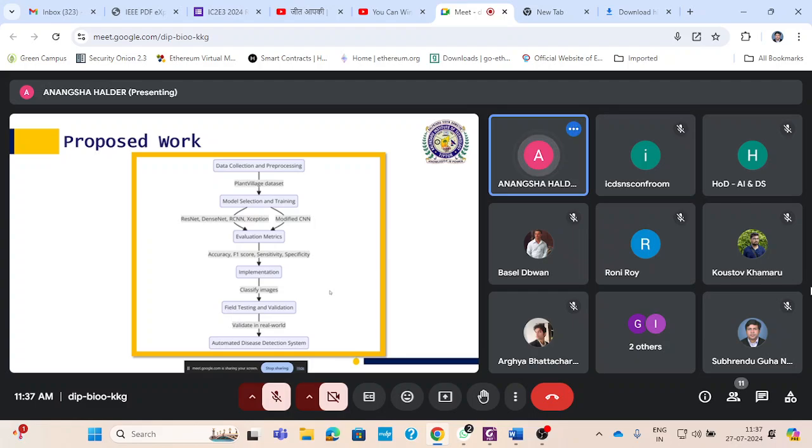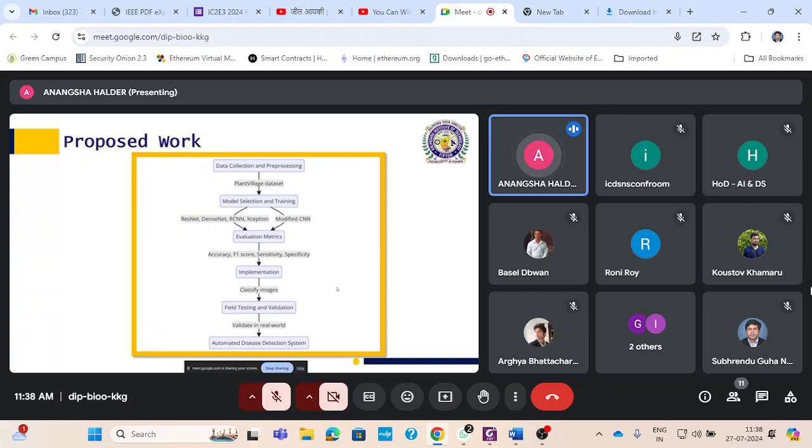Now, this is a complete flow chart of our proposed work, which started from data collection and pre-processing using the PlantVillage dataset. We have extracted data of around 11,000 images for our training, testing, and validation purposes. Upon that, after pre-processing and all, we have selected the pre-built models like ResNet 9, DenseNet, RCNN, Xception, and one modified CNN model to train the dataset which we have collected.